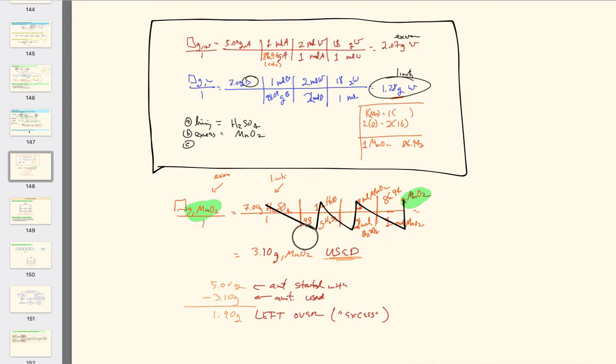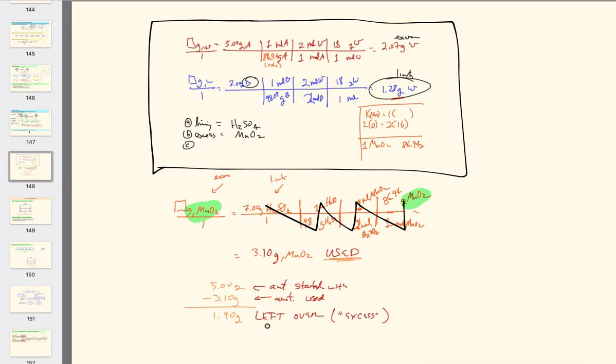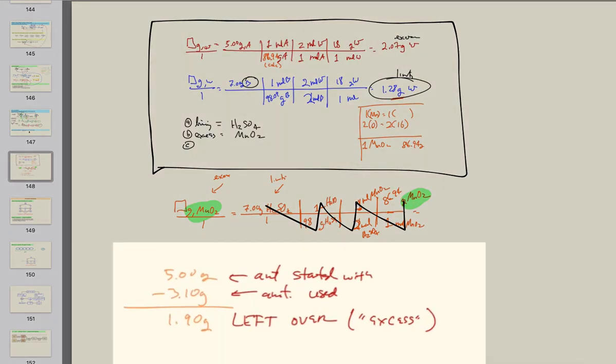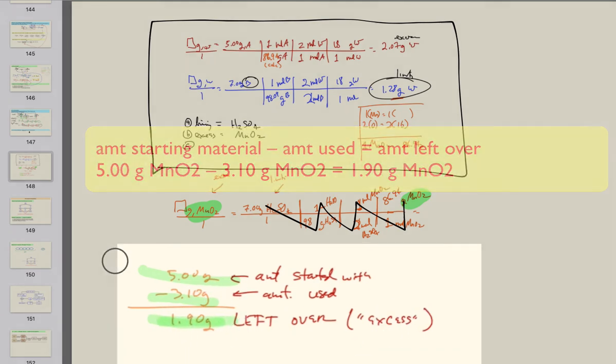So what do we calculate? When I do that, I get 3.10. So in here is 3.10. That's what's in the box. That's how much was used. Okay, so how much is left over? I started with 5. I used 3.10. So how much is left over? 1.9 grams was left over. In other words, the amount of excess material is 1.9 grams.